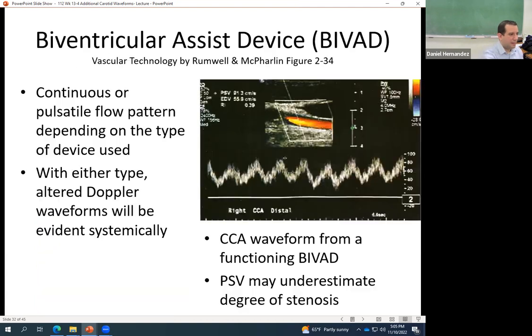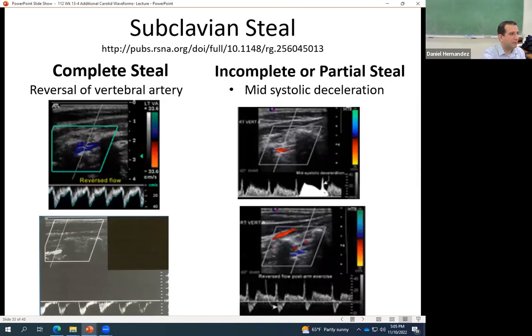All right, so those are LVADs. Subclavian steal, almost done. So just remember with subclavian steal syndrome, we can have complete steal versus an incomplete or partial steal.